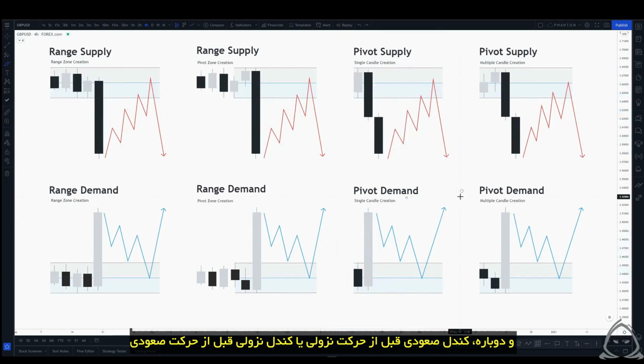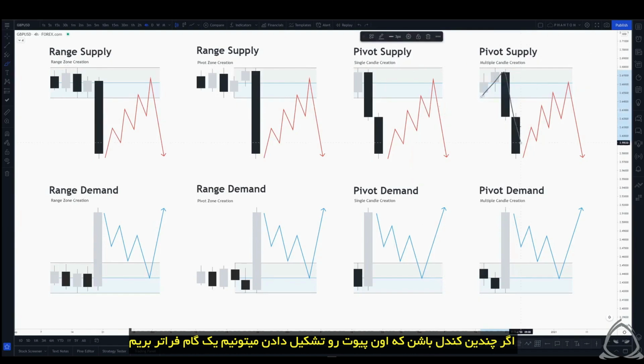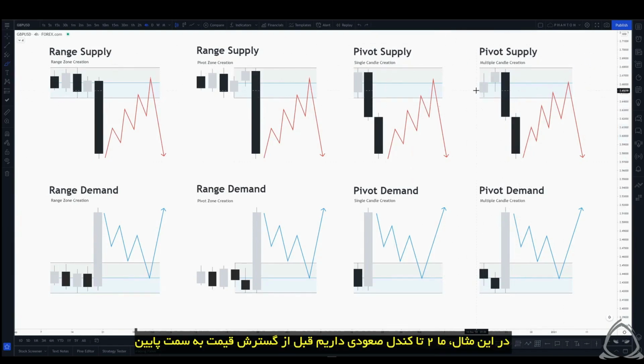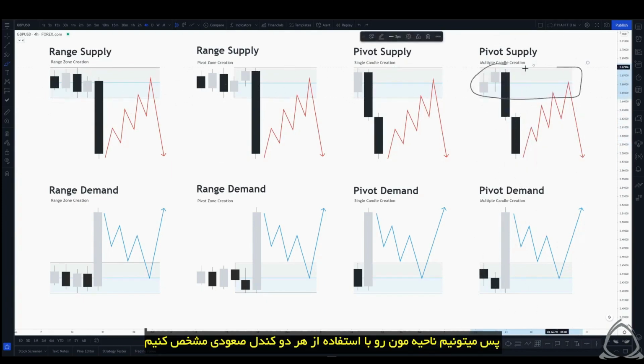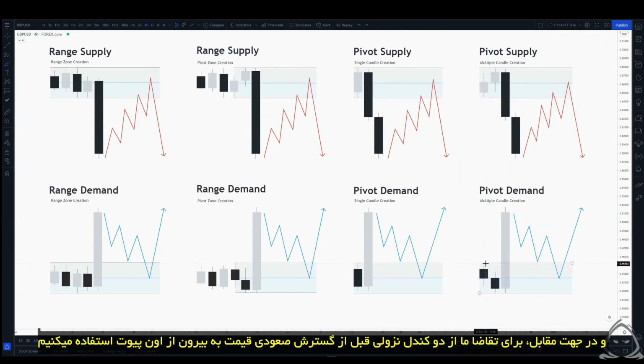the bullish move. We can also take that a step further if there are multiple candles that create that overall pivot in price. And in this example, we have 2 bullish candles before the bearish expansion to the downside. So we would be able to mark out our zone using both of those bullish candles. And on the flip side for demand, we would use the 2 bearish candles to mark out our zone after we get a bullish expansion out of that pivot.